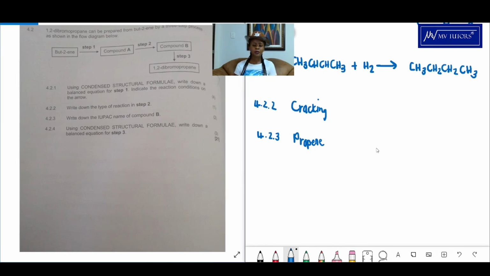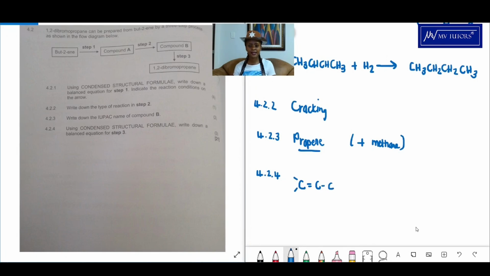You don't even have to say 1 propene. It's just going to be propene. And maybe if you want, you can put in brackets that we actually had methane as well due to cracking, but that's not required. I think propene is the one that they want. And then 4.2.4, using condensed structural formulae, write down a balanced equation for step 3. So for step 3, you had propene, right? So propene, because it looks like this, like I said, it doesn't matter which side you put it.